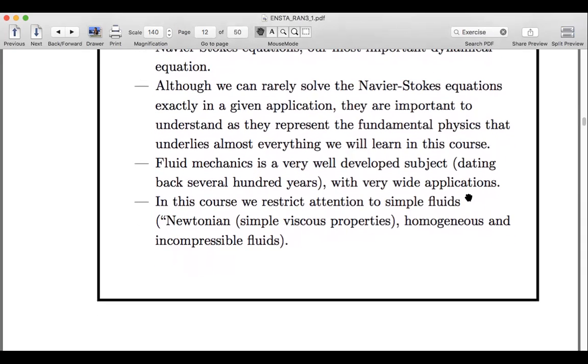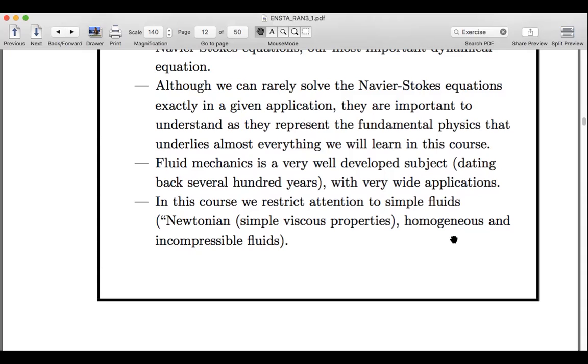I keep referring to the Navier-Stokes equations. These are the equations that apply to especially simple fluids called Newtonian fluids. They're simple in the sense of having simple viscous properties. We're also going to focus on the case of homogeneous and incompressible flows. By homogeneous here, I mean the fluid properties are the same throughout the medium, throughout the fluid.